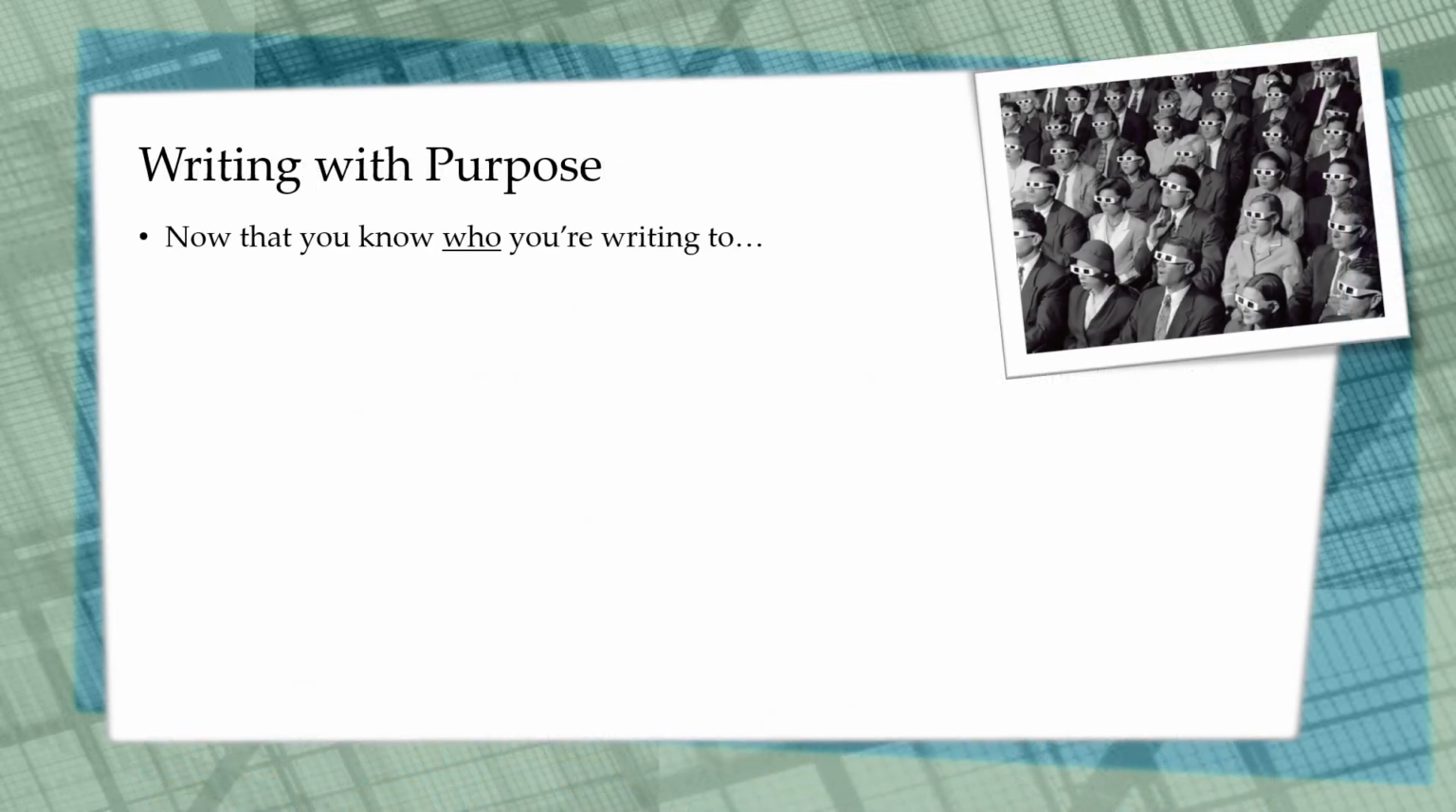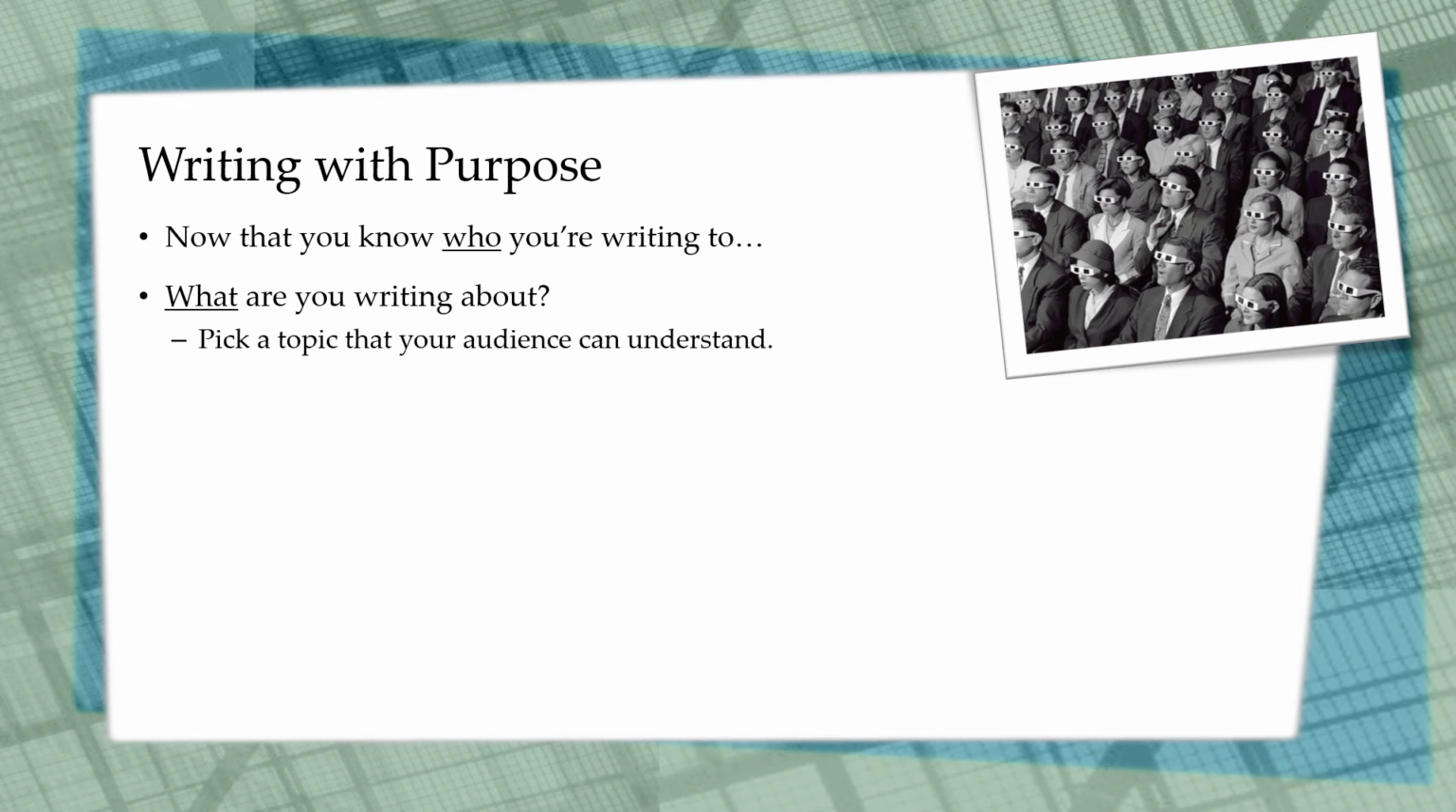So now that you know who you're writing to and who you as the writer are, what are you going to write about? Pick a topic that your audience is going to be able to understand. For this particular class and most classes, your audience is going to be your instructor. And your instructor usually knows a thing or two about a thing or two. They're usually pretty knowledgeable about things. If it's something really technical, maybe try to give specific examples that make a little more sense.